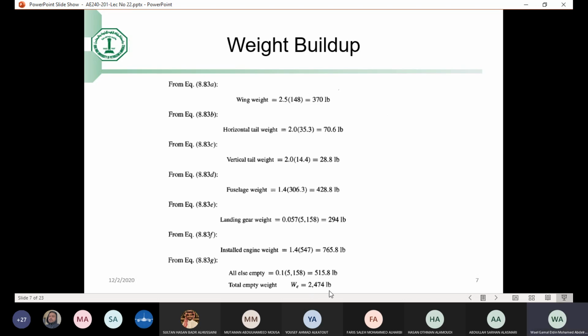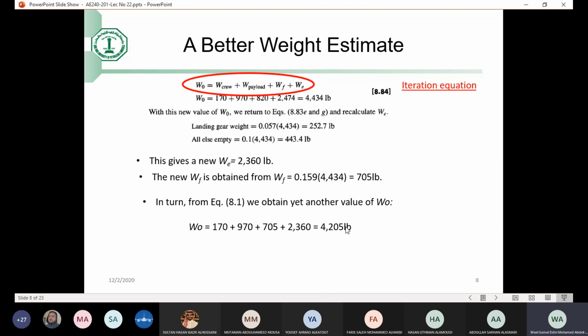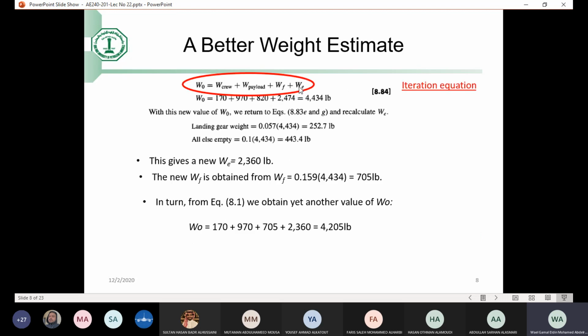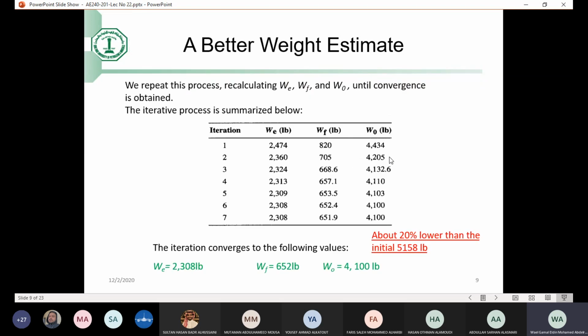Now when you add, you will not get 2,474. What you will get is 2,360. So the empty weight will change. So it's not like we are adding the landing gear every time. So instead of the empty weight of 2,400, now it becomes 2,360. And this empty weight that has changed, when you put it here, will give you a different W naught. Yes, it will give me a different W naught. It's going to be 4,200 and so on.